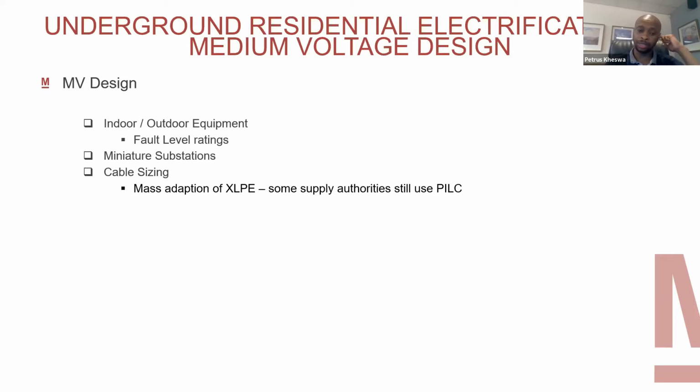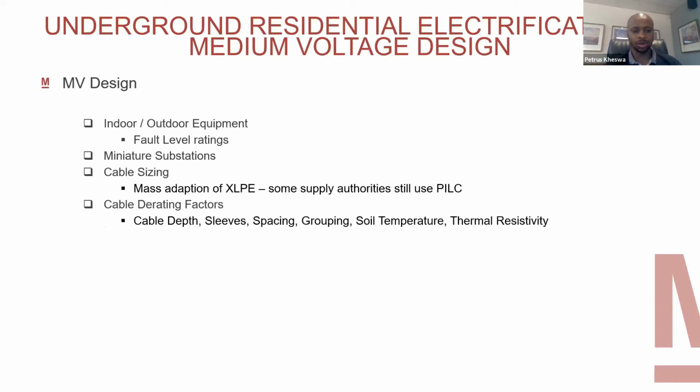If it's a supply authority, they normally have standard cable sizes that they use. Most supply authorities have adopted XLPE cabling as their preferred cable, but there are still some that use paper insulated lead covered cable. Once you know the size of the MV cable you'll be using, we'll look at the cable derating factors: the depth at which we'll be installing the cable, whether it will be going through sleeves, or whether we have multiple cables going through a trench. In all of this we are also guided by the supply authority in terms of their preferences on where they want the MV cable installed.